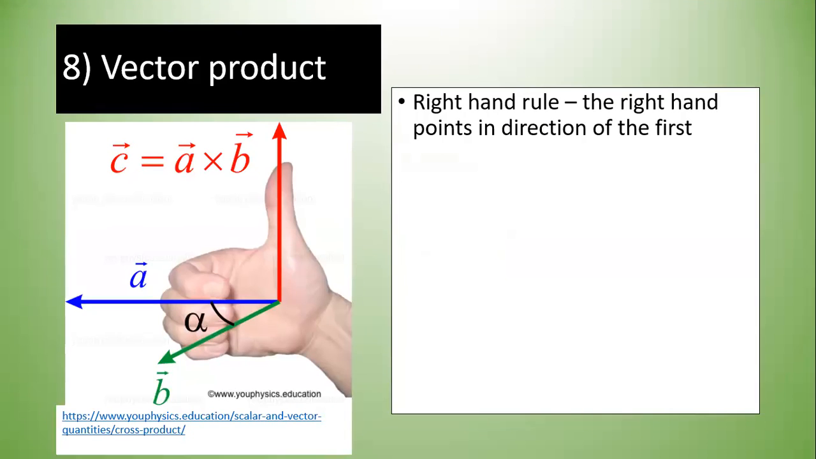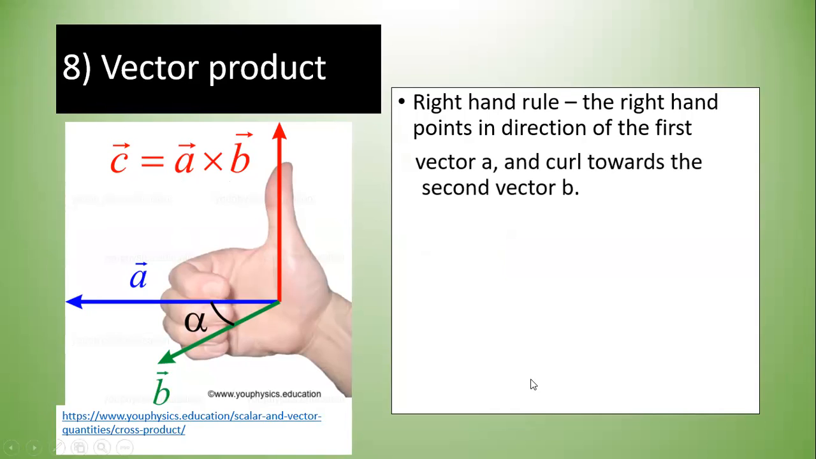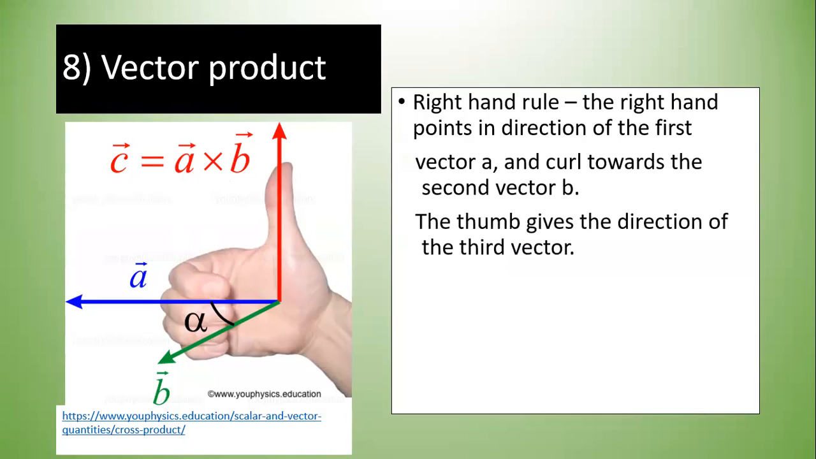Right? Some authors will call it the right hand curl rule. All right. The right hand points in the direction of the first vector. This is the first vector, vector A, and then the fingers must be able to curl to the second vector, in the right direction. The thumb is the direction of the third vector. Example, Fleming's left-hand rule. Well, you don't need to know about Fleming's left-hand rule as long as you know this vector product method using the hand, one hand, that's all.